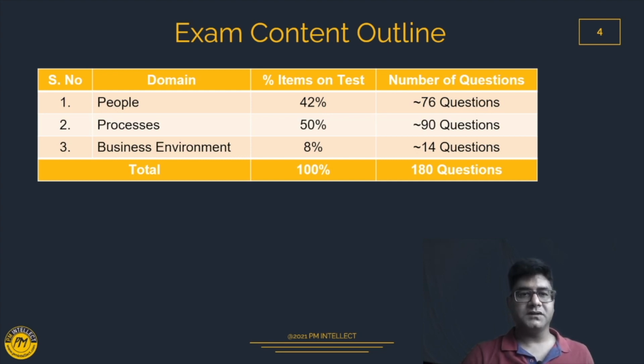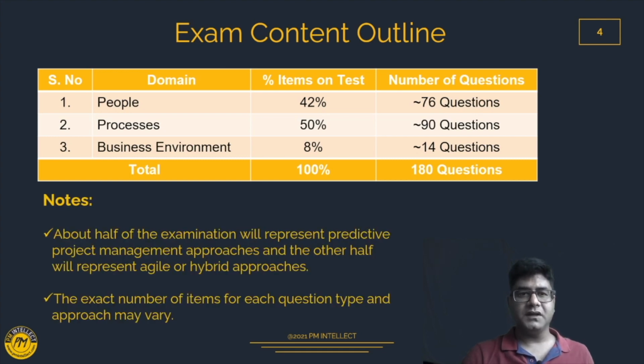The second domain is process, which is the biggest domain. It comprises 50% of the syllabus, and it will cover nearly 90 questions. The third domain is the business environment, which is a very small domain. It covers only 8% of the syllabus and roughly around 14 questions. So in total you can expect 180 questions in the examination.